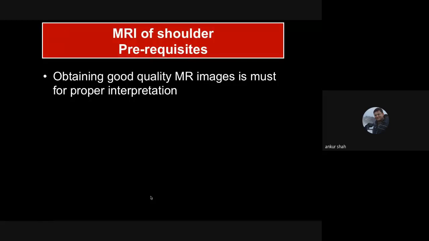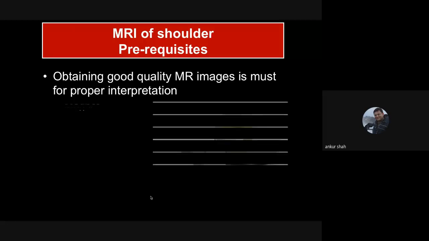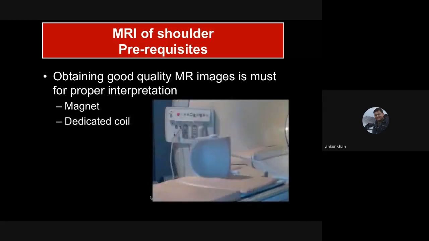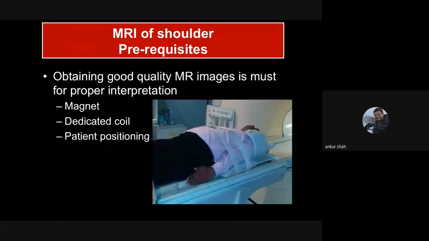So what is the prerequisite? Just like knee joint, it is important to obtain good quality MR images. Any radiologist cannot do a proper reporting unless the image quality is good. If you give a bad data set, where the images are not properly visible and you are not able to see the abnormality, then no one can do a proper report. For that, we need a good magnet, as I said yesterday, either 1.5 or 3 Tesla, and a dedicated coil. This is the appearance of the shoulder coil, and it is always good to have such a shoulder coil, which gives us a better appearance.